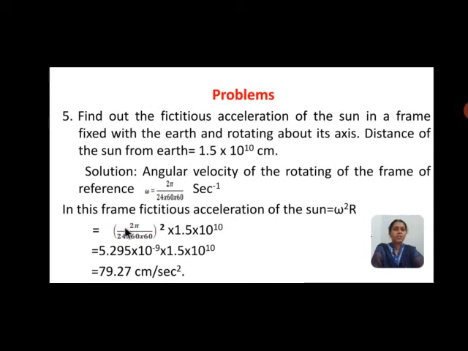So till now we learnt about these problems. So next class we continue with another topic.